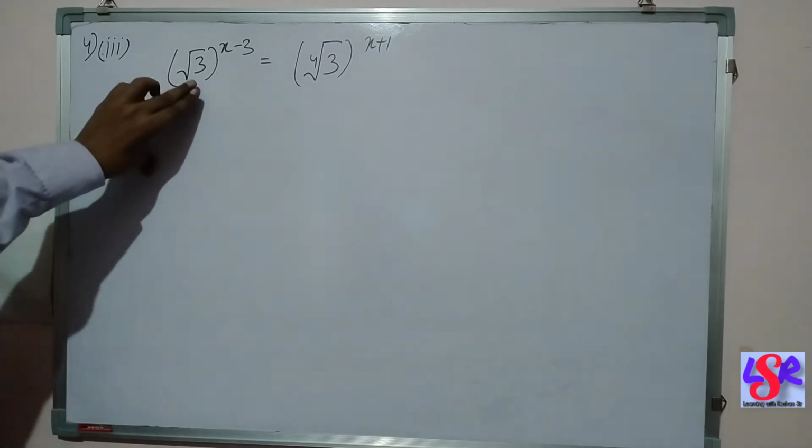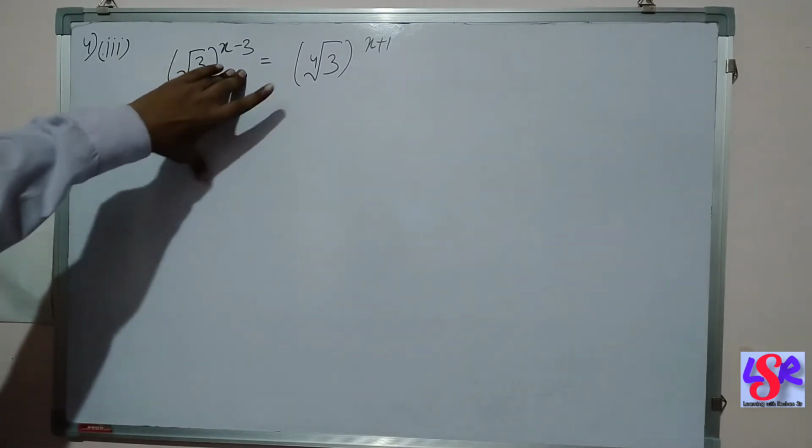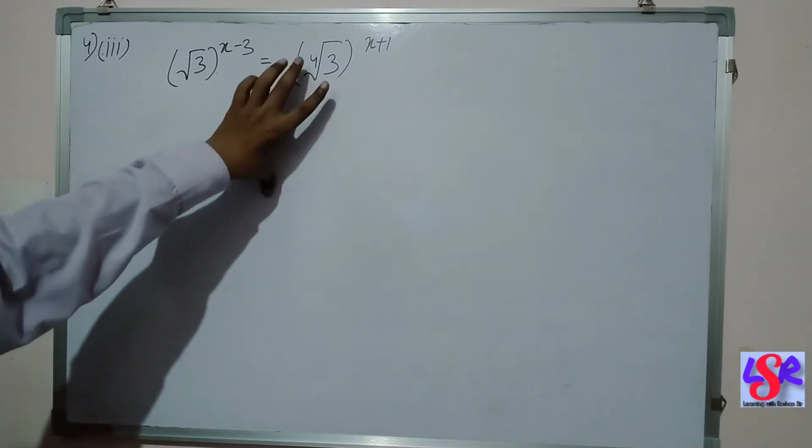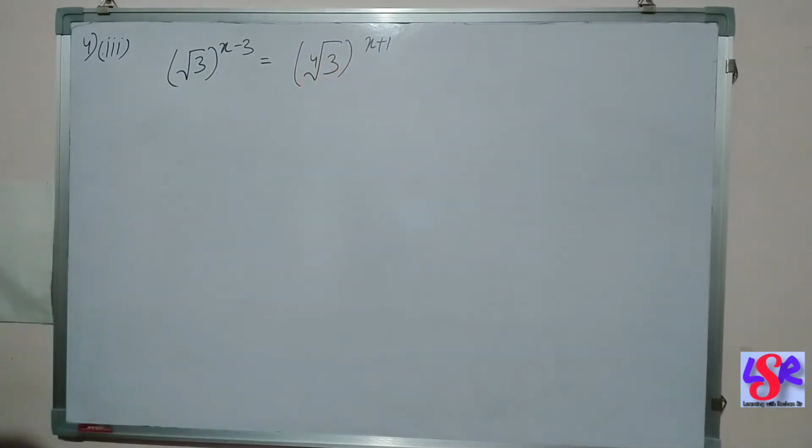Here we are having root 3 to the power x minus 3 equals to 3 with the root of 4 equals to x plus 1.